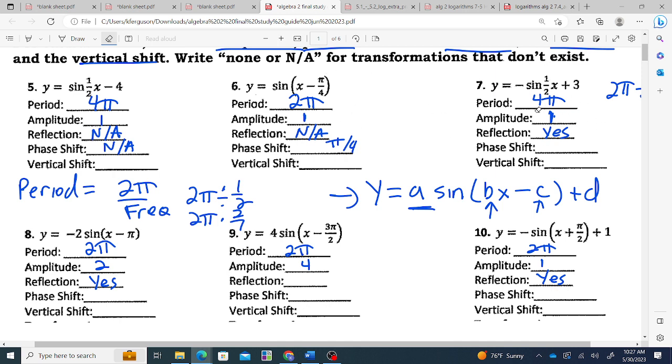So if I look at number 7, there is no phase shift because there's no parentheses. So no phase shift, NA or none. When I look at number 8, there is because there's parentheses. It's just pi. When I look at number 9, there's parentheses, so there is. It's 3 pi over 2.